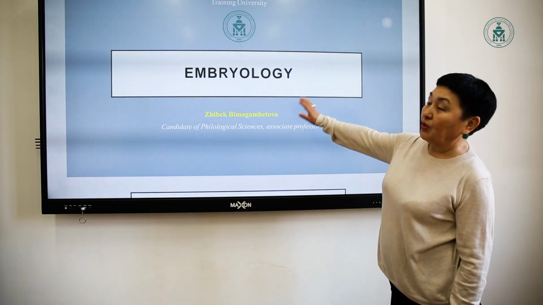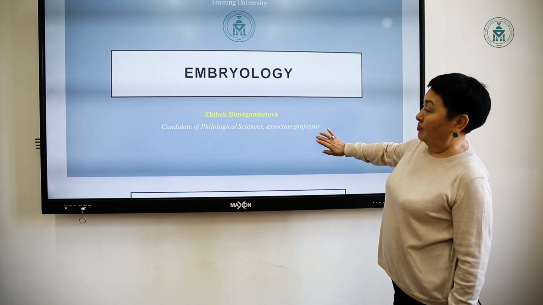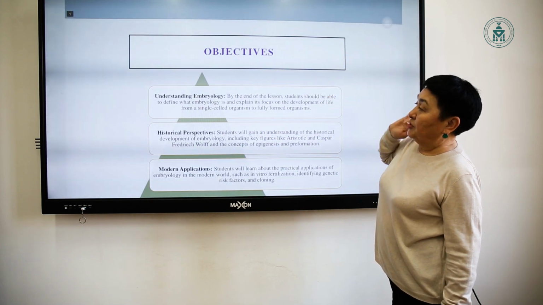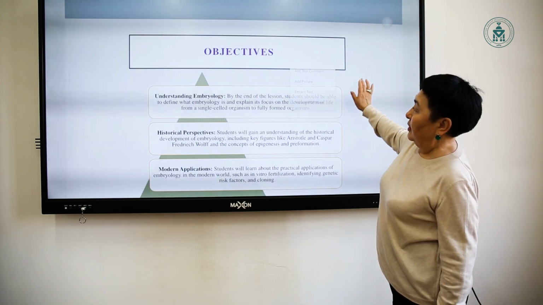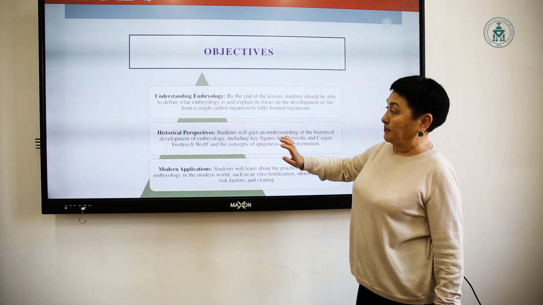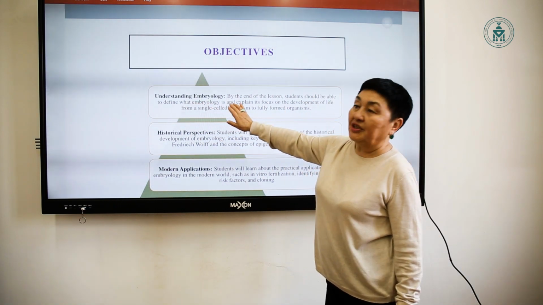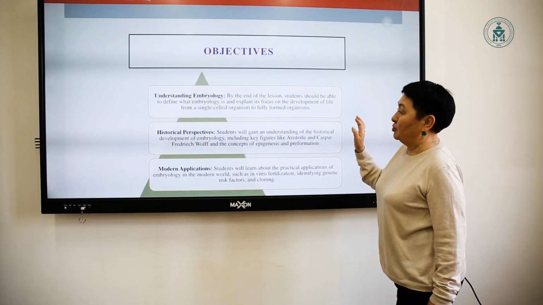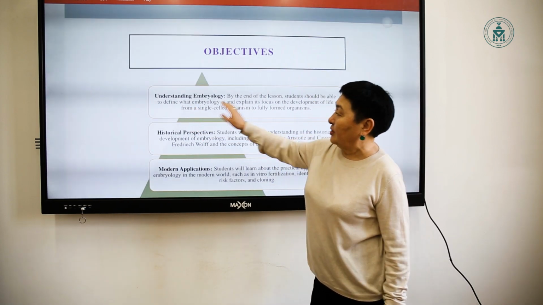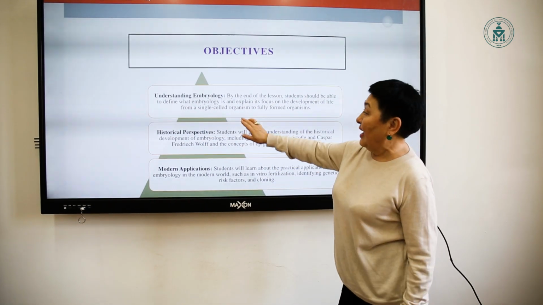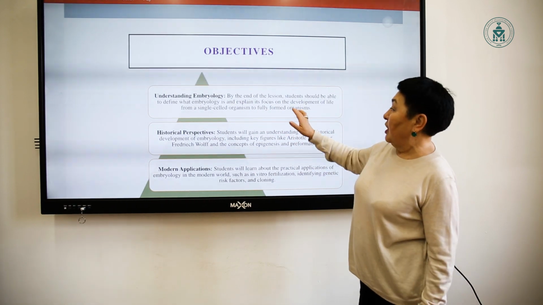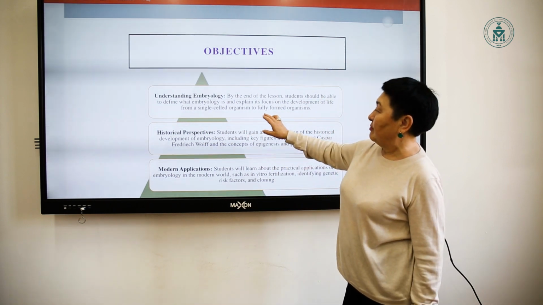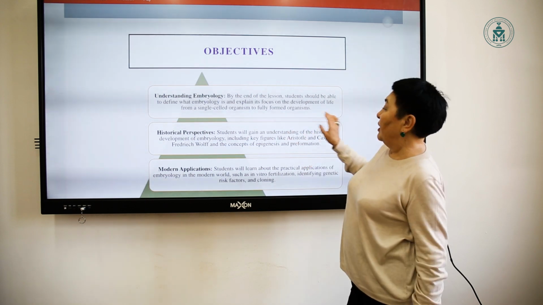Which is called Embryology for Master Students of Biology. So, objectives. First of all, I would like to emphasize the objectives. First, understanding the embryology field. By the end of the lesson, students should be able to define what embryology is and explain its focus on the development of life from a single-celled organism to fully formed organisms.